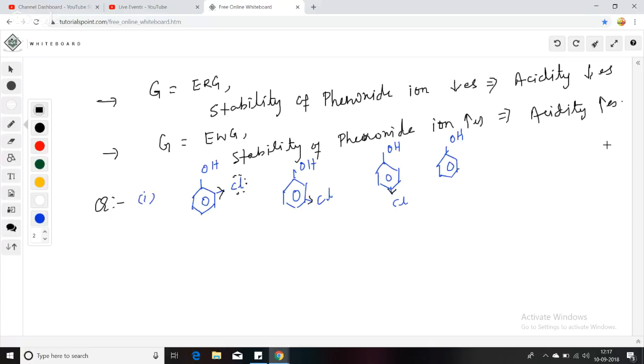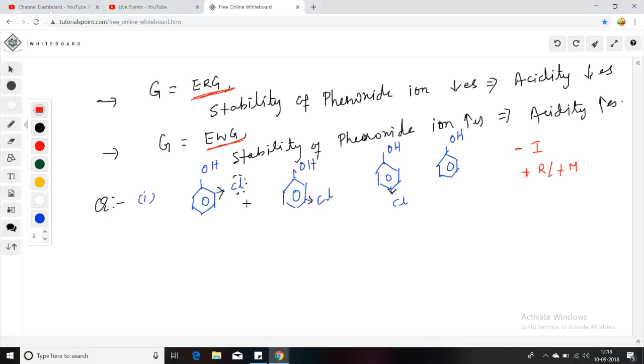So two effects are possible into this. Please understand this very carefully. One is minus I and the other one is plus R or plus M, electron releasing. One is electron withdrawing and the other is electron releasing, okay? So minus I will stabilize the phenoxide ion, and acidity increases. But plus R and plus M destabilize the phenoxide ion, and hence the acidity decreases. Which of the two factors comes into the picture, that you have to understand here, and how do we judge that?